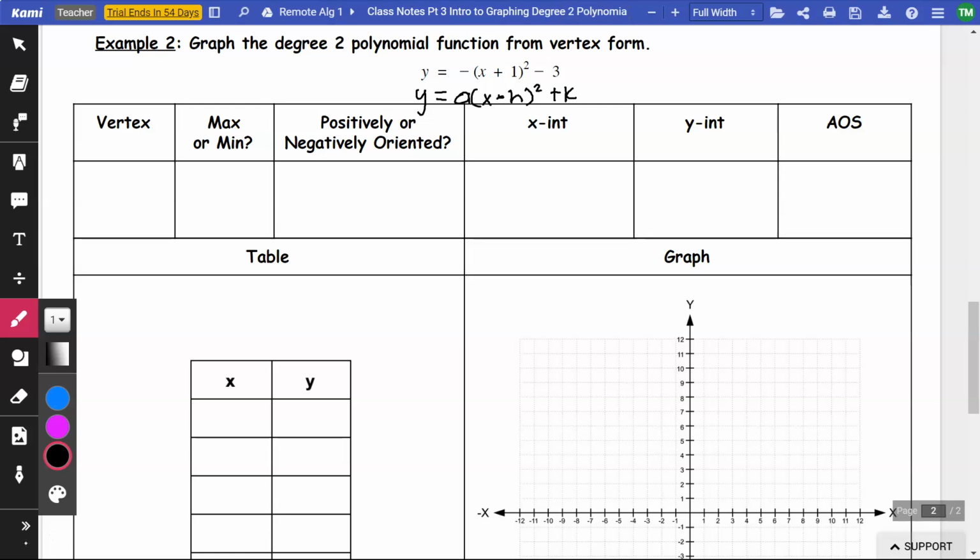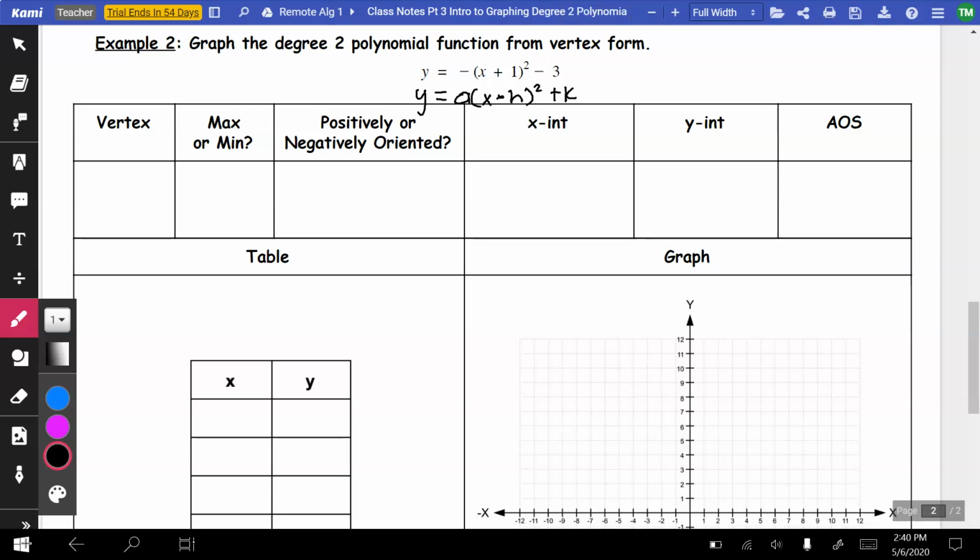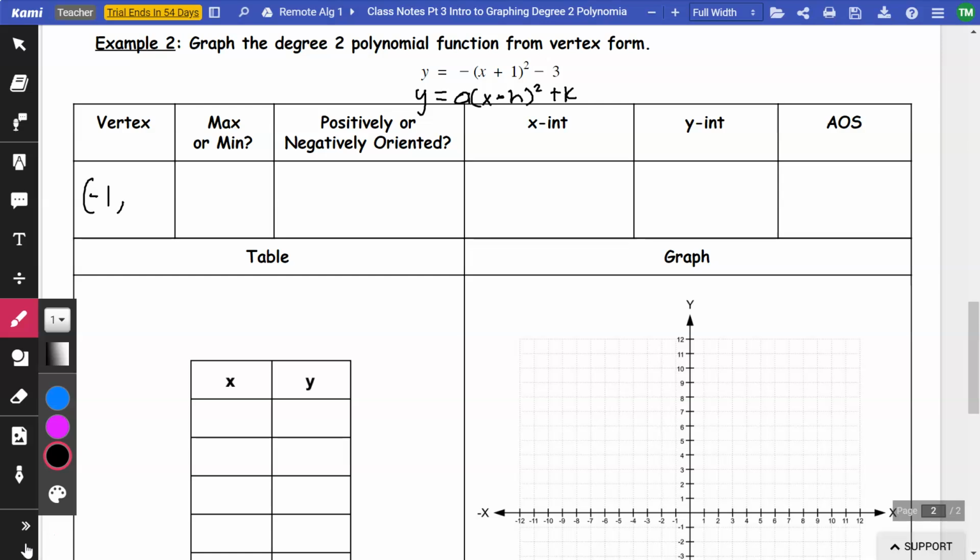Okay, so the value of h in this case is actually -1. Because if you plug in a -1 here, you're going to have x minus -1 squared, which simplifies to x plus 1 squared. And then the value of k, you would plug in a -3 to get -3 instead of +3. So your vertex is at -1, -3.